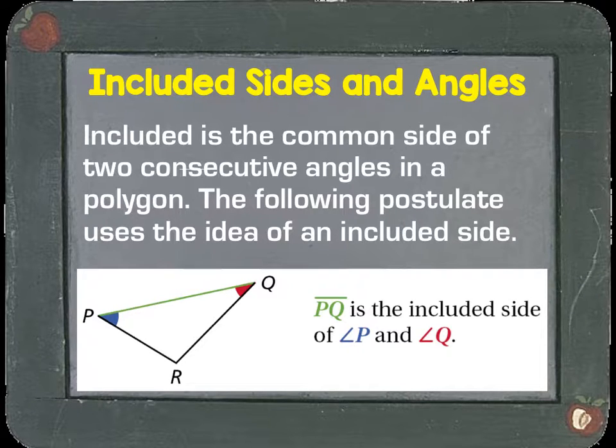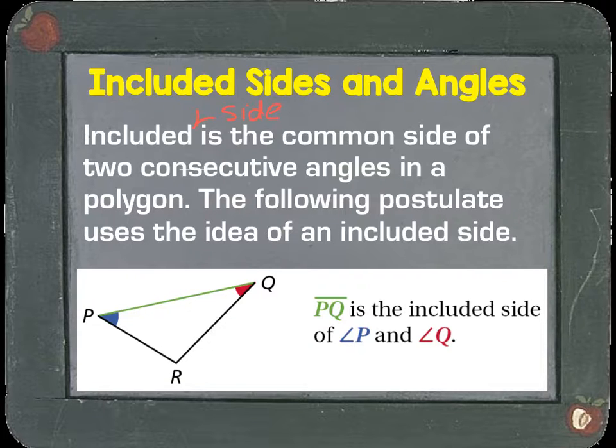All right, so included sides and angles. We talked about the included angles yesterday. Where the 2 sides meet would be your included angle. Now we're talking about included sides. The included side is the common side of 2 consecutive angles in a polygon. The following postulate that's after this uses the idea of the included side.